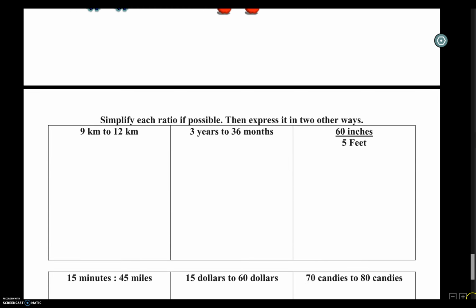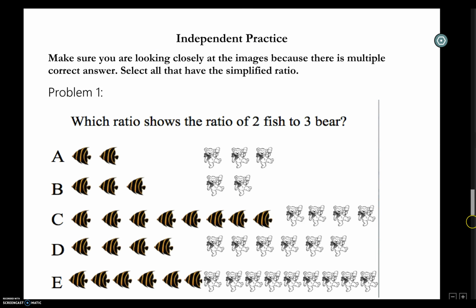There are pictures for the next couple of them. There's a couple of pictures. There's butterflies, there's soccer balls. Now it says make sure you're looking closely at the images because there are multiple correct answers. So what is the ratio? Which ratio shows the ratio of 2 fish to 3 bears? Now there's an obvious one, and then there's some that are not as obvious.